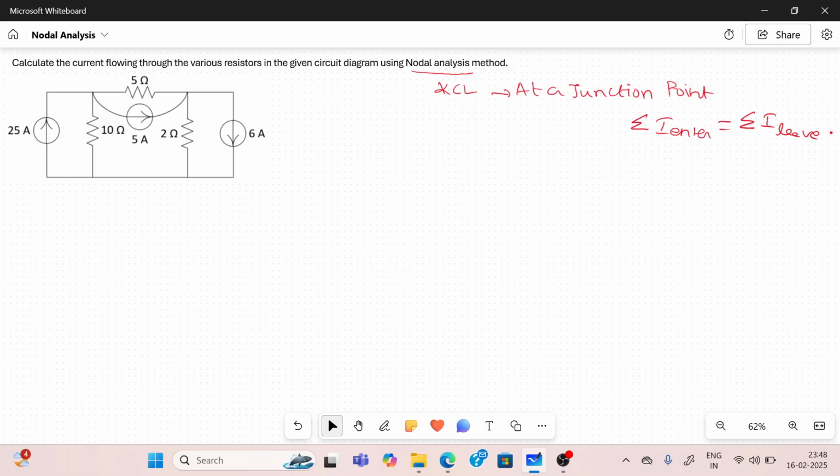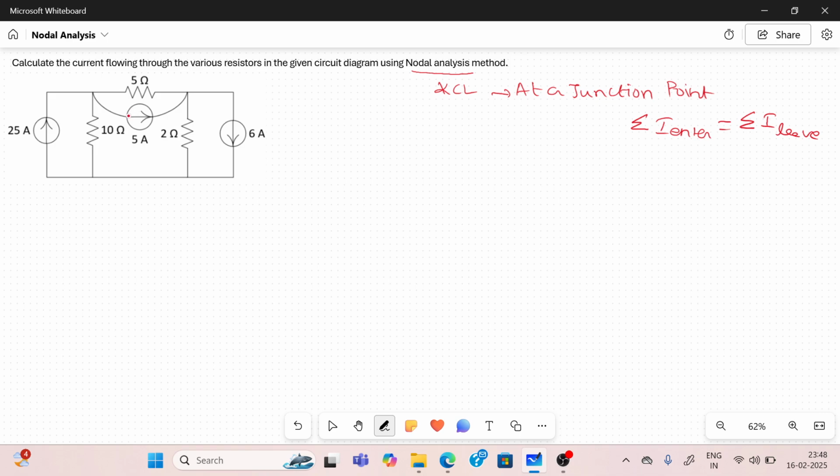This is the KCL. So we have to identify the number of nodes in the circuit. Out of the nodes, one node should be considered the reference node, that is the ground node. The potential of the ground node is 0 volt.